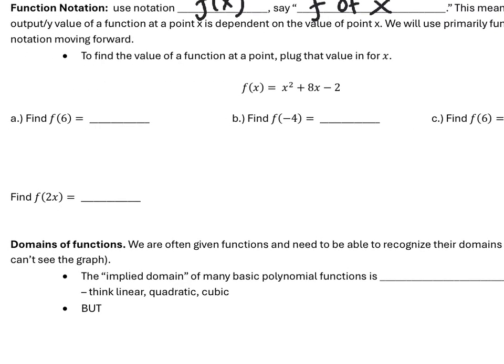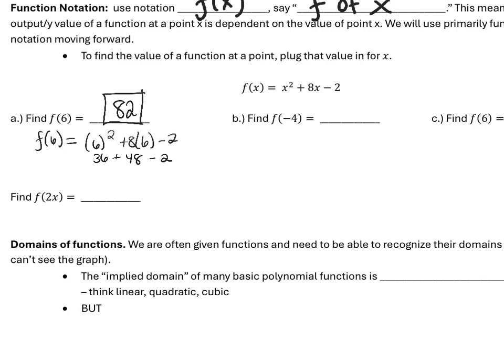Here's our function. We've got f of x equals x squared plus 8x minus 2, and it's asking us to find f of 6. So we would say f of 6 equals, and then wherever we see an x, we plug in 6. So 36 plus 48 minus 2 equals 82. So f of 6 is 82.